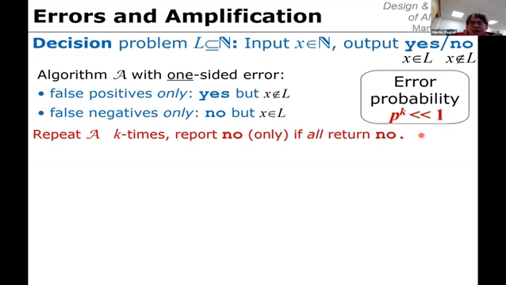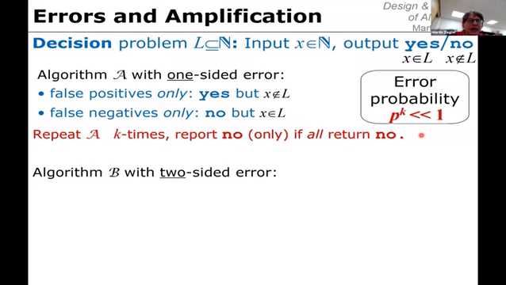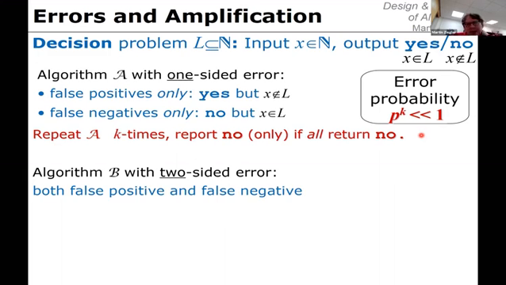Let's consider algorithms that make two-sided errors. So possibly both false positives and false negatives could occur. What are we going to do in such a case? Let's suppose we have such an algorithm at hand, and observe that also in the previous case, we don't even need to know the algorithm itself. We can just repeat the algorithm blindly as a black box. And this is also what we're going to do in this second case.